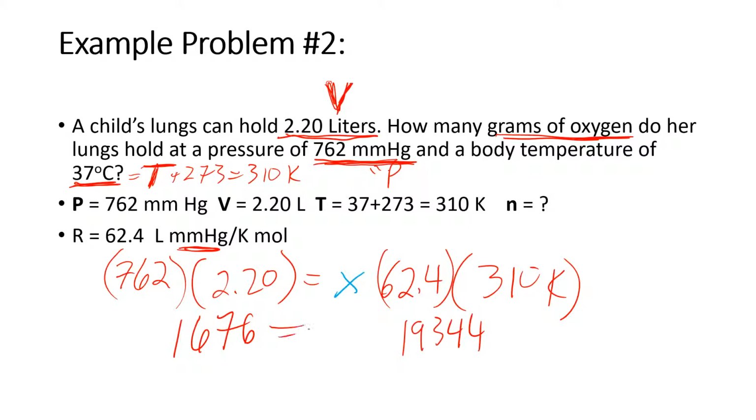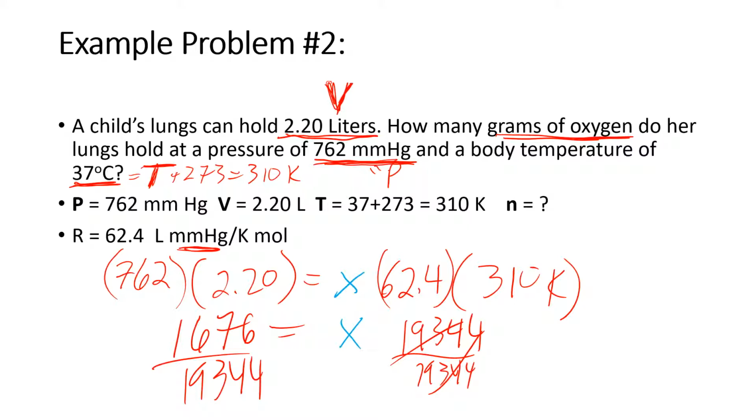19.344 equals, and then the other thing that's left is the X. So I multiplied 62.4 times 310 to get that, 762 times 2.20 to get that. To isolate this X, I'm going to divide the 19.344 on both sides. So we're going to move that, divided by 19.344. That cancels here. And then over here, I'm going to do it again. And that's going to give me 1676 divided by 19344.